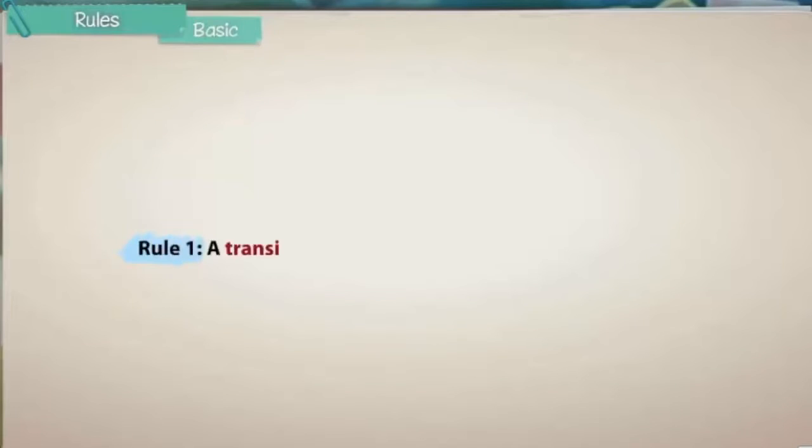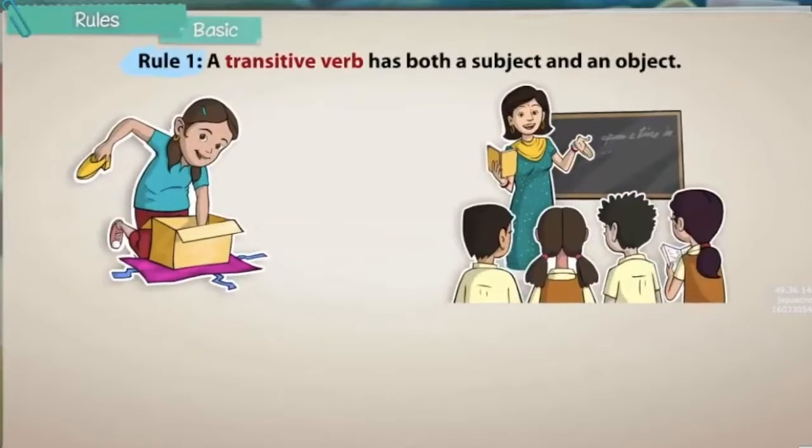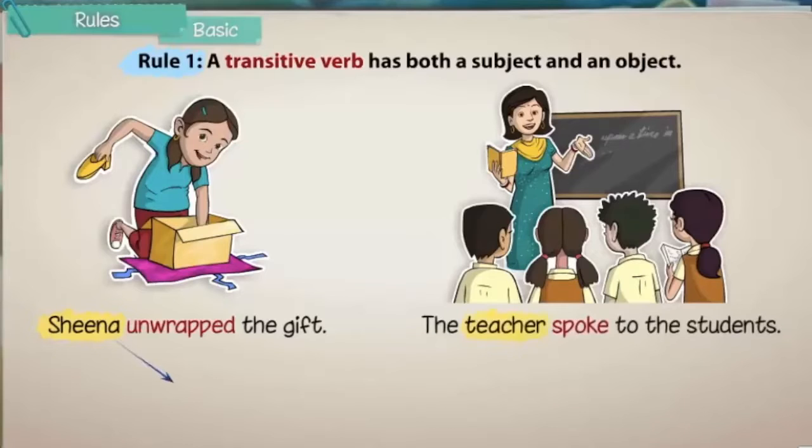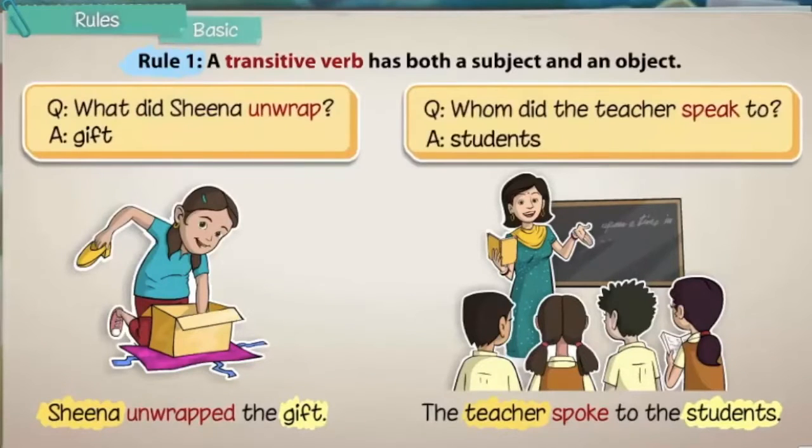We come to the basic rules. Rule 1. A transitive verb has both a subject and an object. Sheena unwrapped the gift. The teacher spoke to the students. The subject Sheena is the doer of the action, and gift and students are the objects. So, a transitive verb has both a subject and an object.